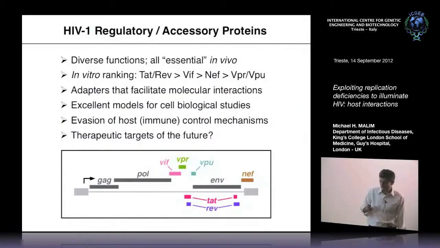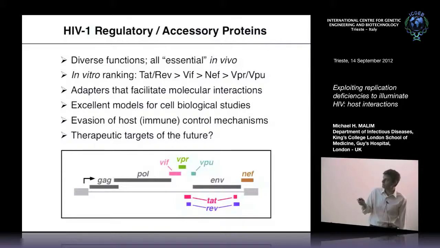Something else we're very interested in in the lab are the accessory proteins. When HIV was first cloned in 1984, it was rapidly recognized that, unlike other retroviruses described previously, HIV encodes six additional genes beyond the gag, pol, and envelope genes that are required for virus replication. My lab has always been interested in these additional genes and what they may do for virus replication.